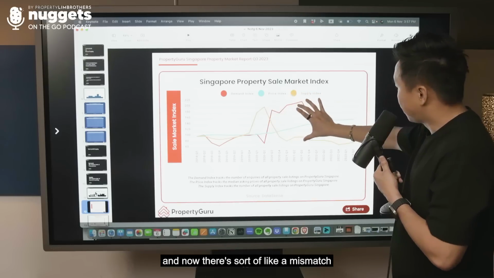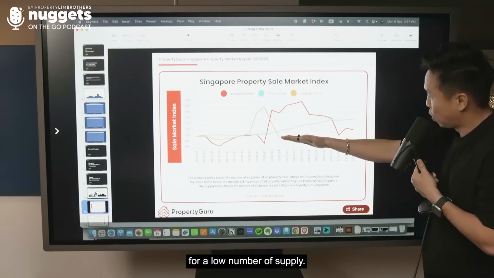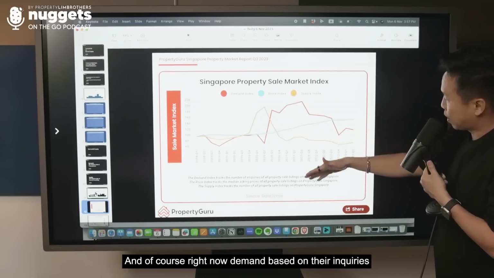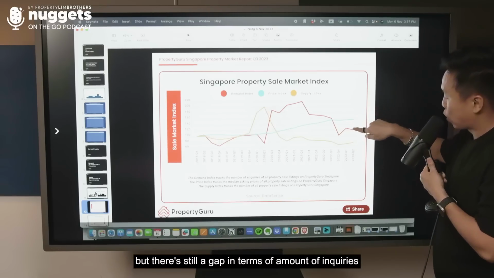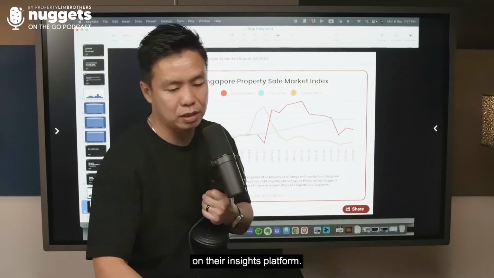And now there's sort of a mismatch, because there were a lot of inquiries for a low number of supply. And of course, right now, demand based on their inquiries has tapered off a little bit. But there's still a gap between the amount of inquiries and the amount of listings available. This is being released by Property Guru on their Insights platform.